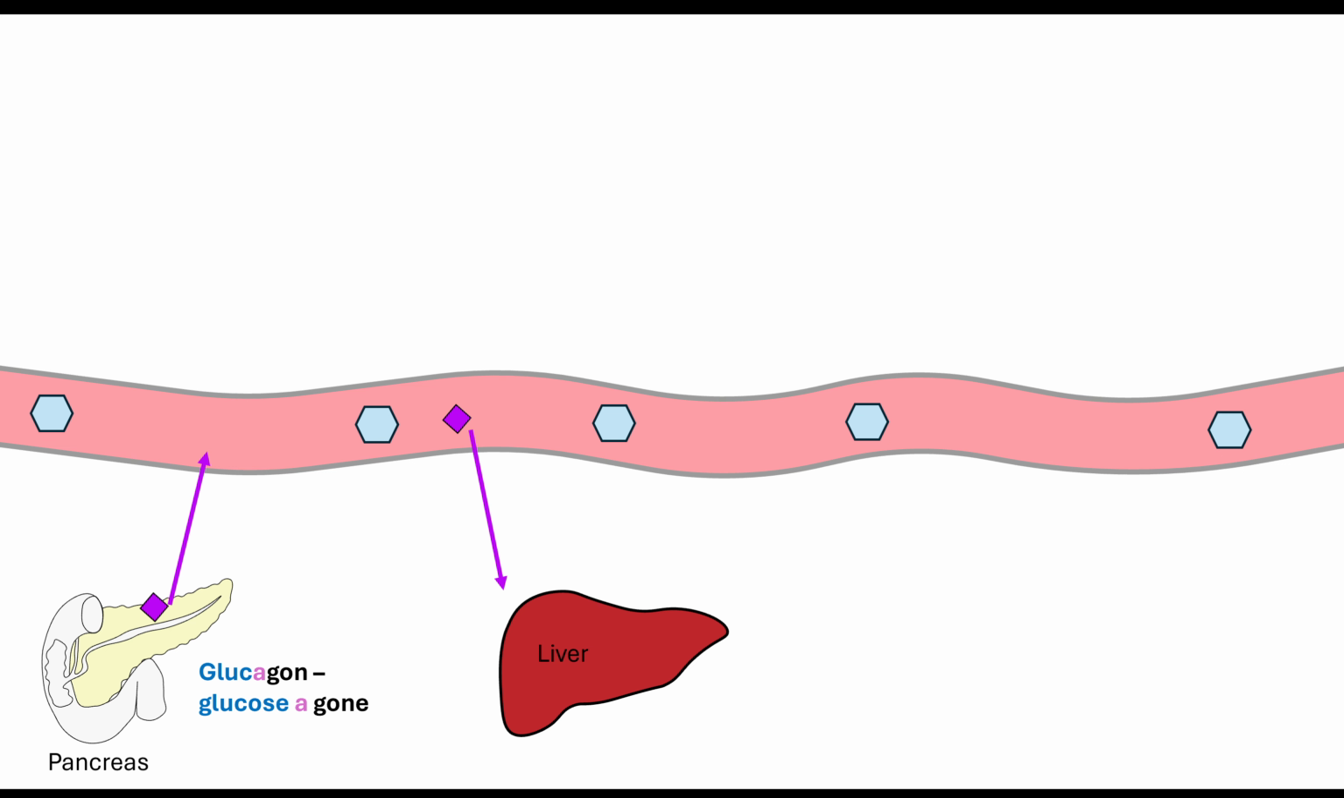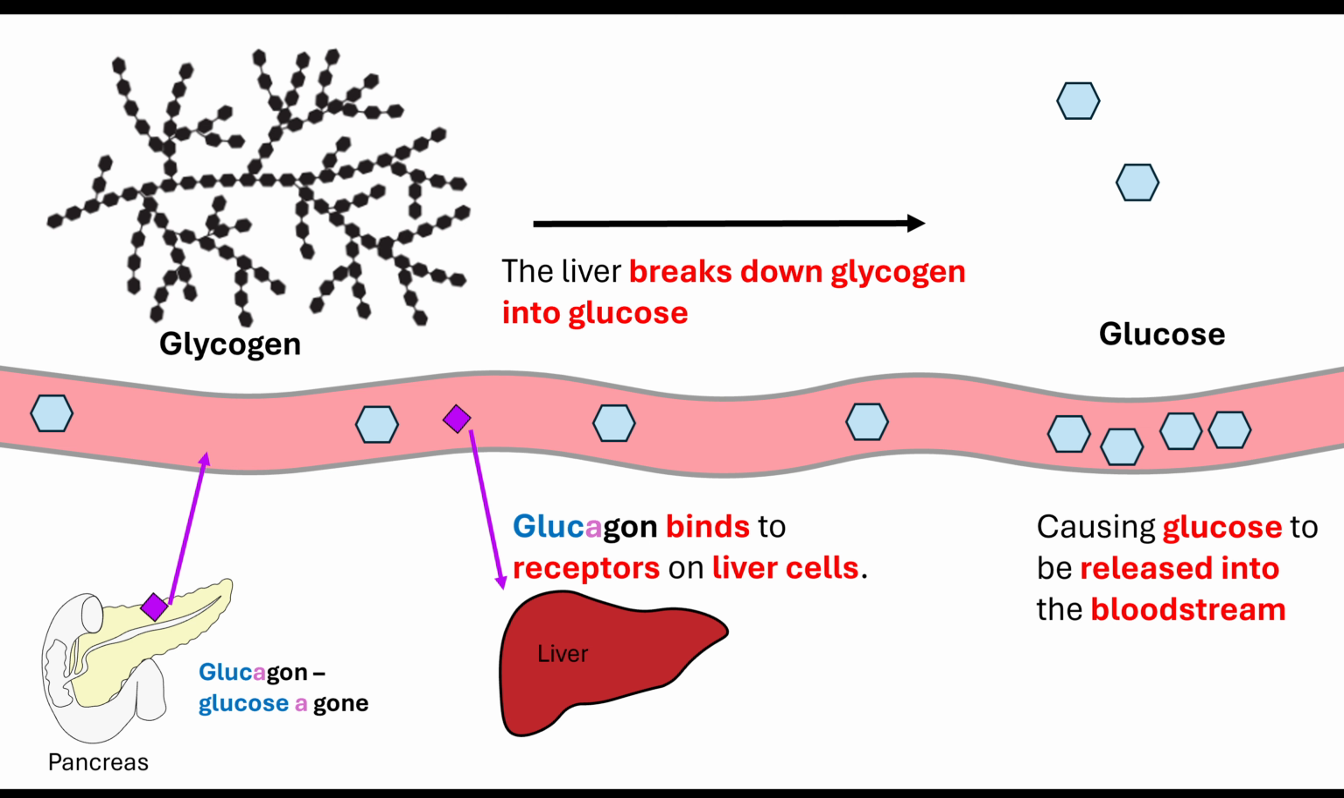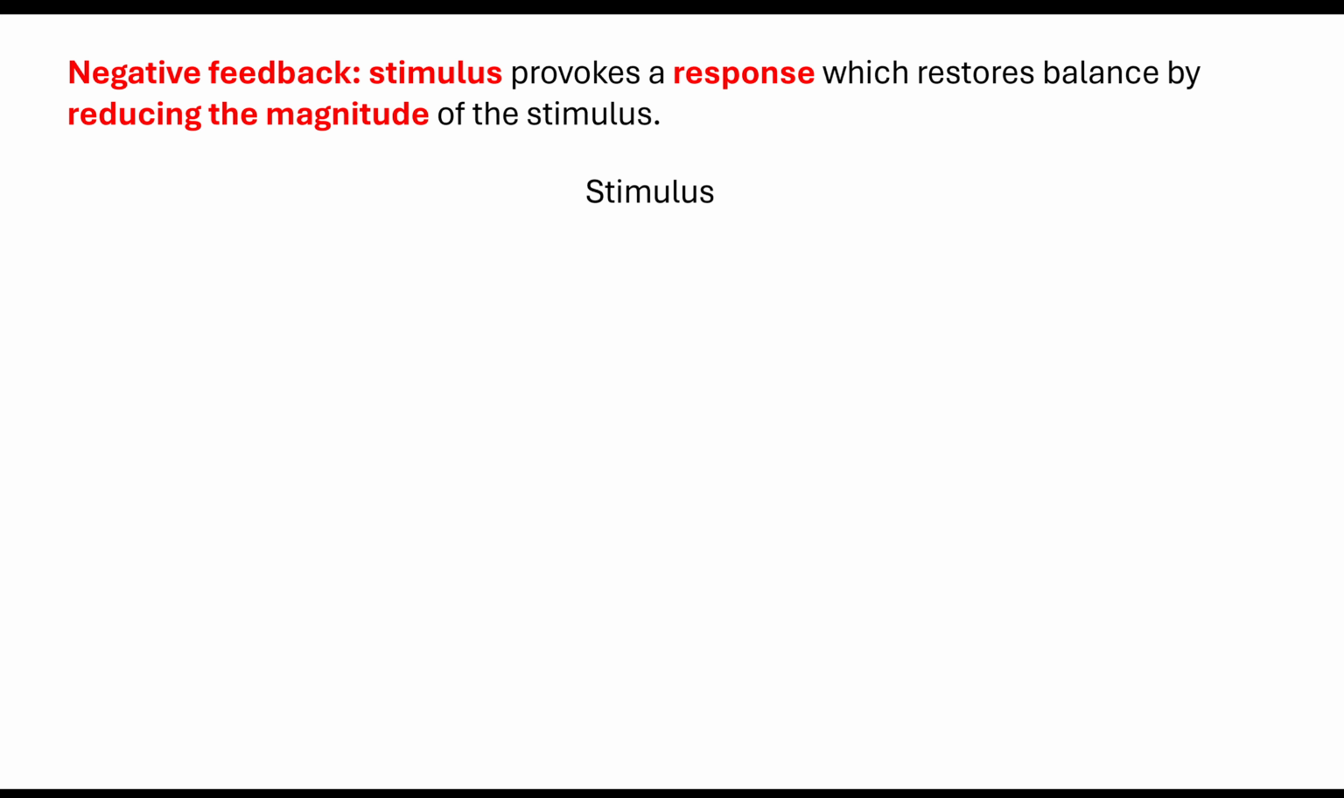So when the glucagon is released from the pancreas, it travels in the bloodstream, and when it reaches the liver, it will bind to those receptors on the liver cell. That will then cause the liver to start to break down that large molecule, the glycogen, back into those small monomers, the glucose molecules. Then the glucose will be released back into the bloodstream, which will raise the blood sugar levels. So what you have to understand is that this is actually a form of negative feedback.